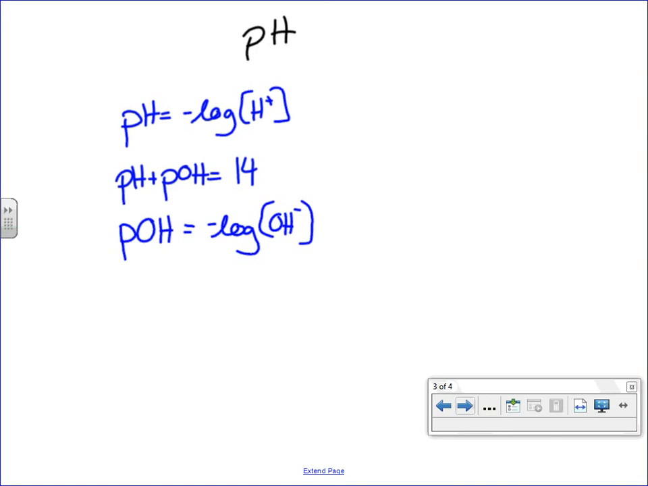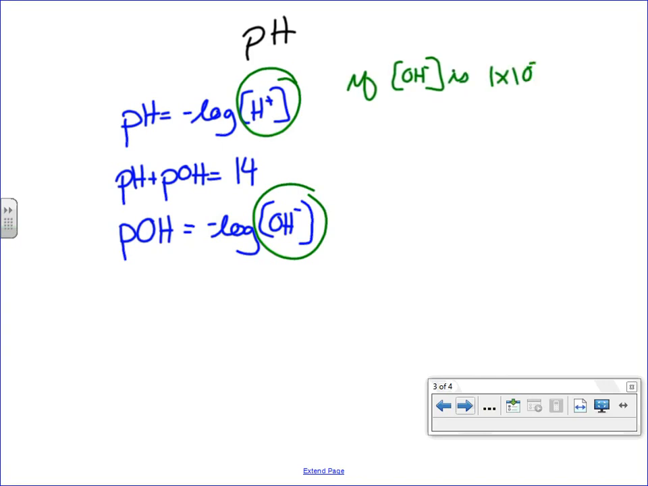It is super duper important to keep this and this straight. I will give you a question where I say, if your hydroxide concentration is 1 times 10 to the negative 8th molar, what is the pH?